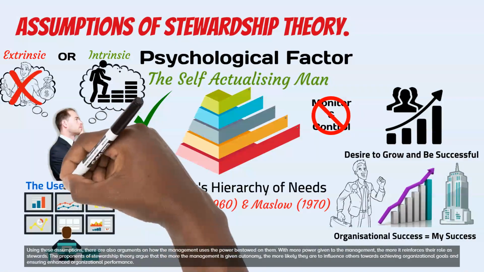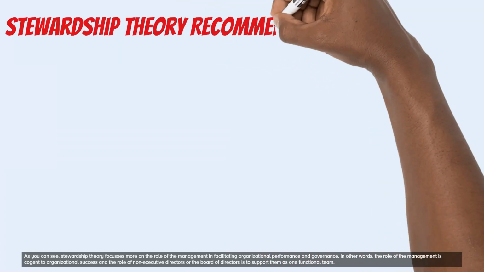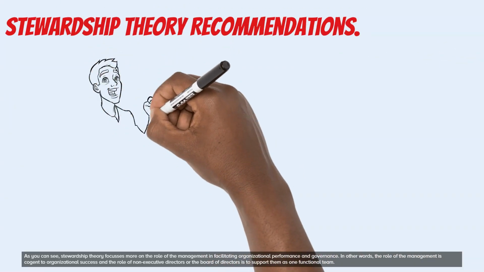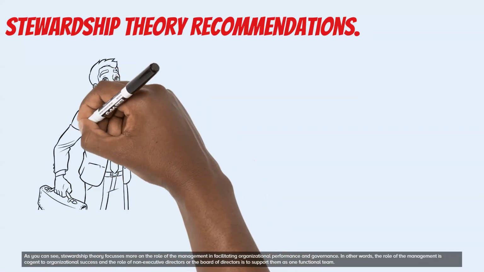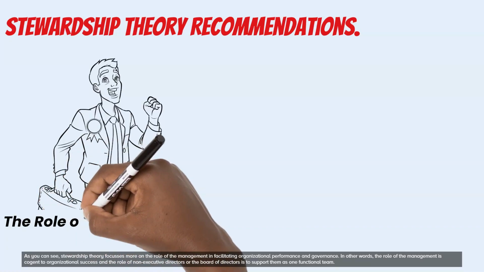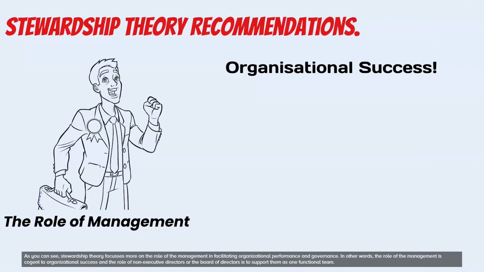With more power given to the management, the more it reinforces their role as stewards. The proponents of stewardship theory argue that the more the management is given autonomy, the more likely they are to influence others towards achieving organizational goals and ensuring enhanced organizational performance. As you can see, stewardship theory focuses more on the role of the management in facilitating organizational performance and governance. In other words, the role of the management is cogent to organizational success, and the role of non-executive directors or the board of directors is to support them as one functional team.